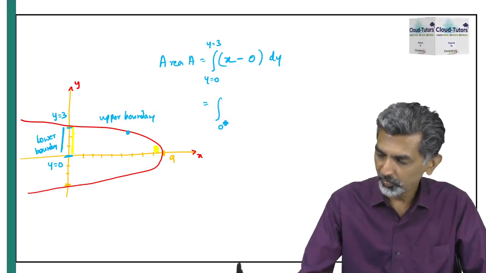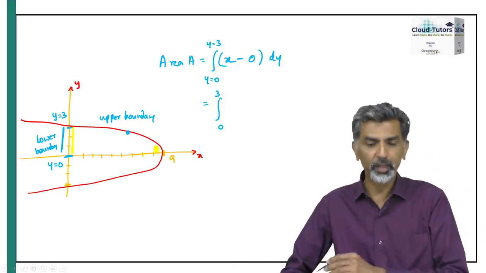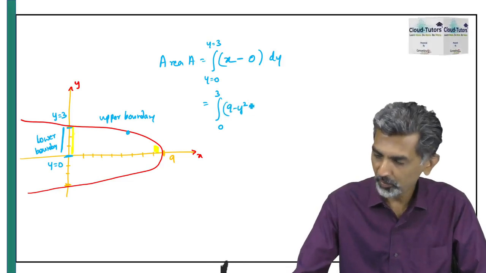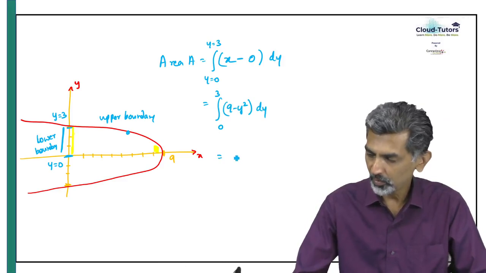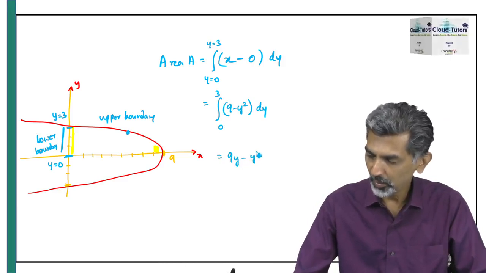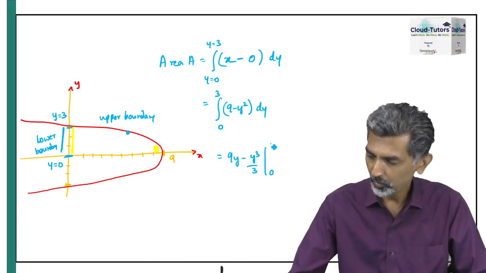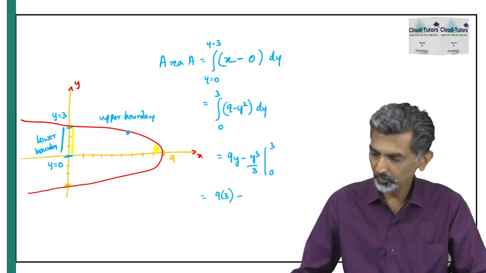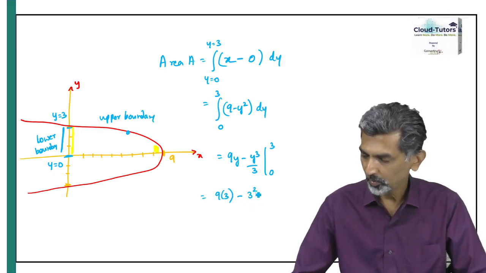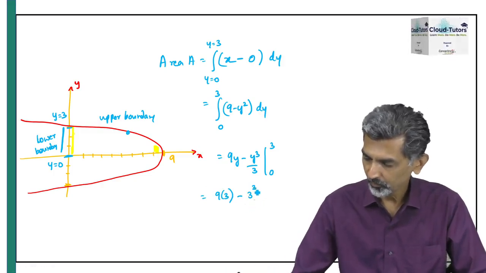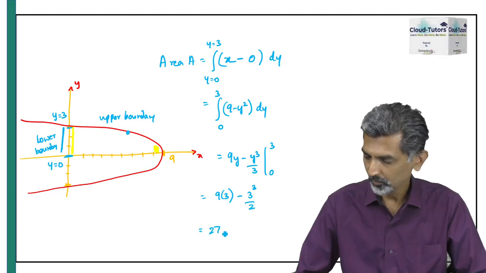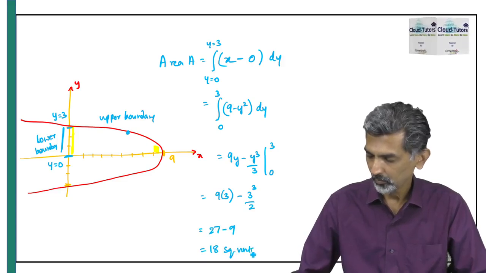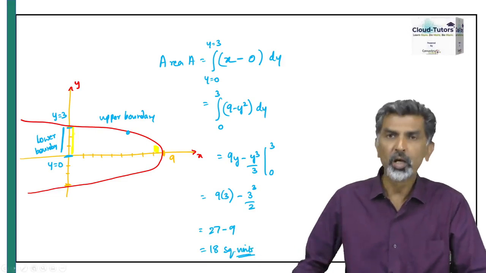And this becomes 0 to 3. Now x can be written in terms of y as 9 minus y square dy, which is 9y minus y cube by 3 between 0 and 3. That is 9 into 3 minus 3 cube.